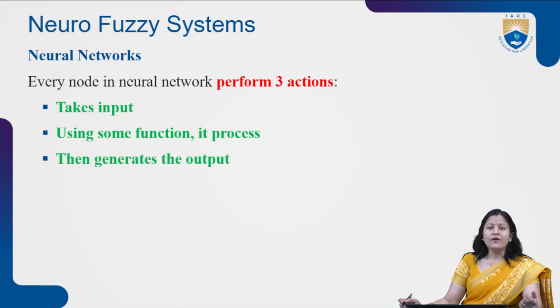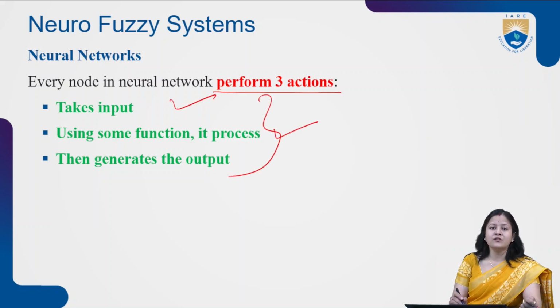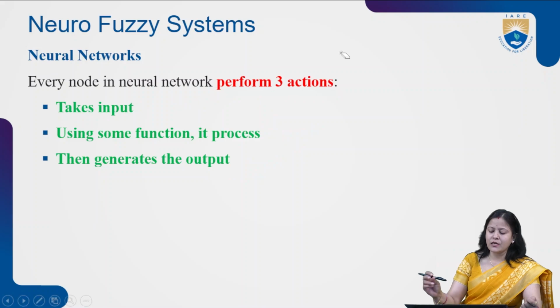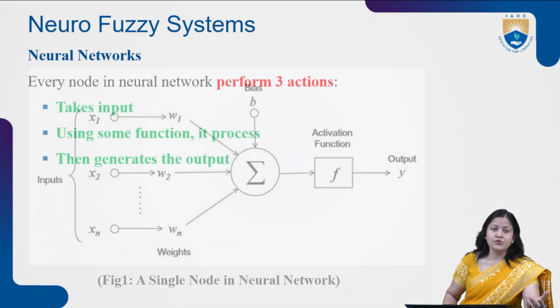So every node in the neural network can perform 3 different actions. One is it takes the input. Using some function, it can process it. And third one, it can generate the output. As with humans, the biological neuron also does the same thing. They can accept the input from the environment through the sensors. Same thing here. An artificial neuron can accept the input. It can process it using some function. Then it can generate the output also.